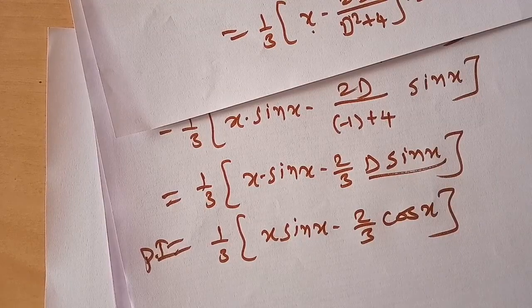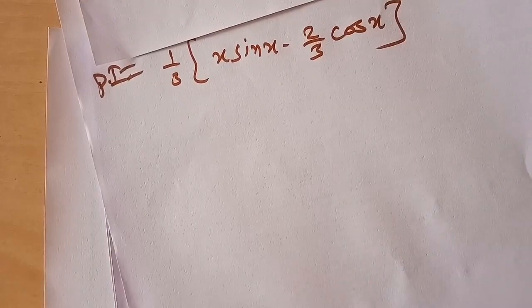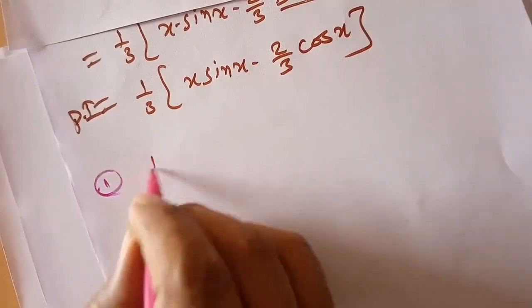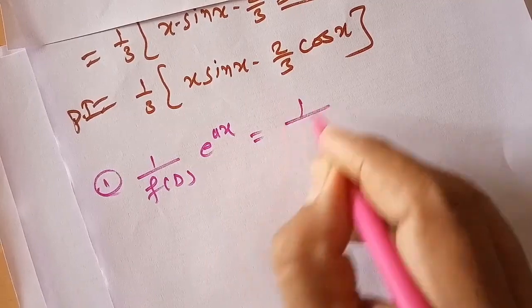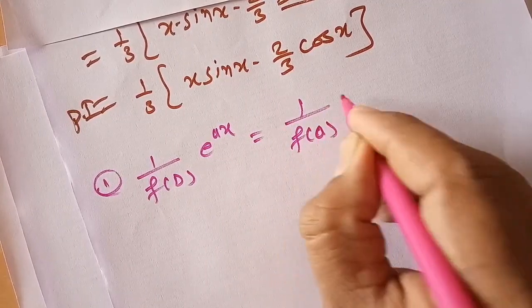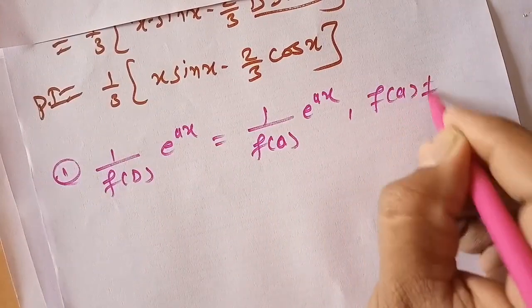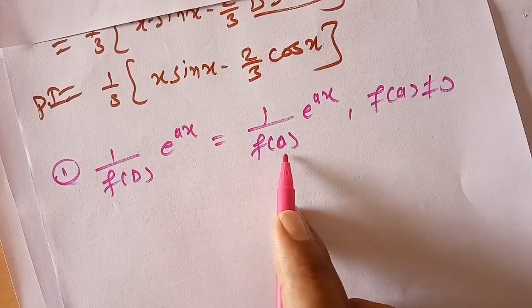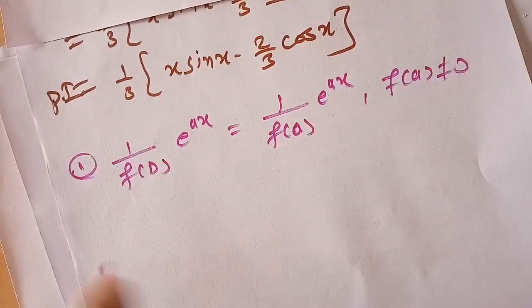All these are the shortcut methods to find out PI. Again I will revise here the shortcut methods to find out PI. First shortcut method: 1 upon f(D) into e^(ax) is equal to 1 upon f(a) into e^(ax), moreover f(a) is not equal to 0. If this case fails, then we can write x into 1 upon f'(a) e^(ax), meaning f(a) is equal to 0.